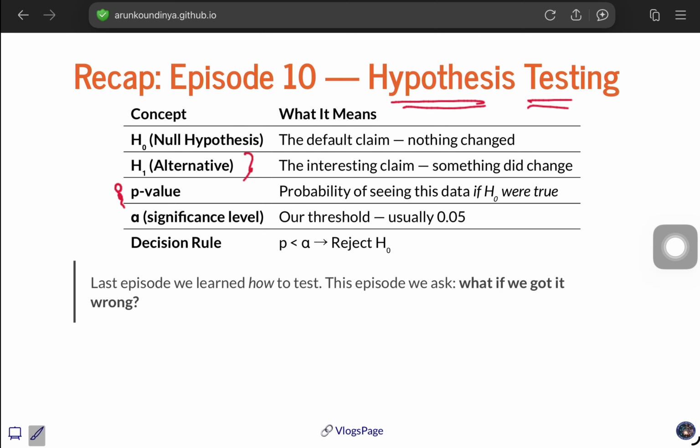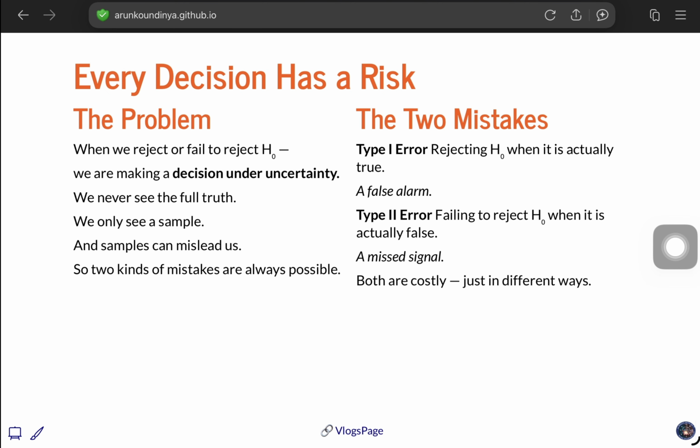Now, there is a chance that our decision might be right or wrong. It's not always the case that when we take a decision considering the data, we are correct; there is also a chance that we can be wrong. So that's what we will learn about: two types of errors, a Type 1 and a Type 2 error.